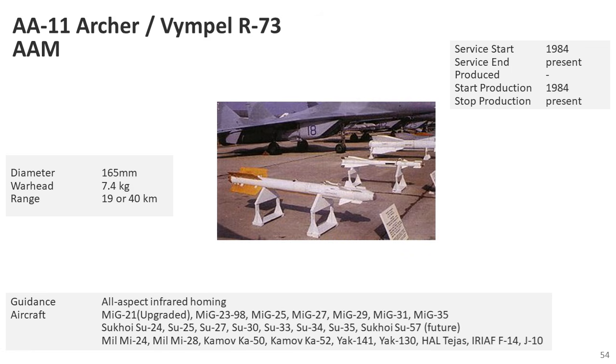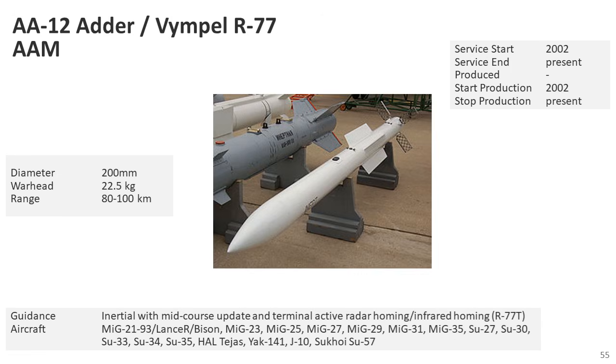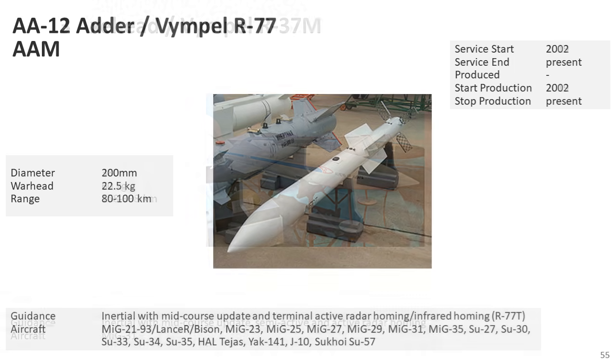The R-73, or NATO reporting name AA-11 Archer, is a short-range air-to-air missile developed by Vyempel NPO that entered service in 1984. The R-77 missile, or NATO reporting name AA-12 Adder, is a Russian medium-range active radar homing air-to-air missile. It is the Russian counterpart to the American AIM-120 AMRAAM missile.